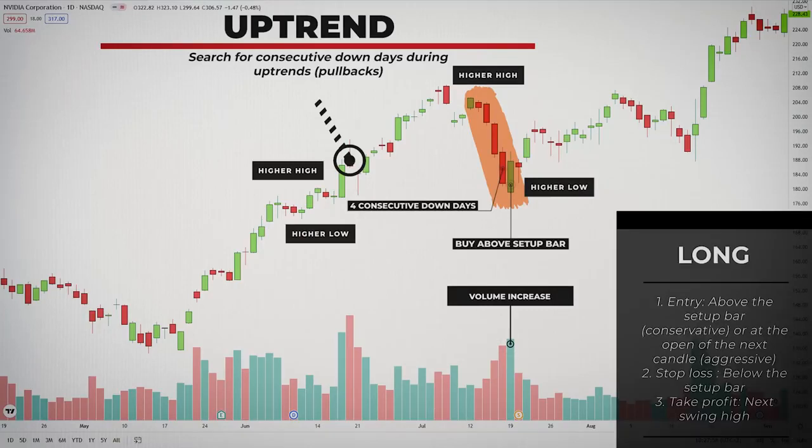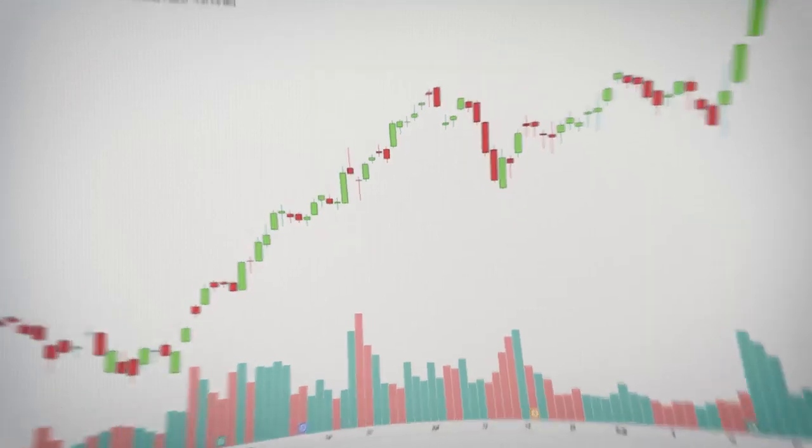We entered the next day at the open, and this was the ideal setup. This is the aggressive entry. You don't wait for the high of the bullish candle to be taken out. You enter right at the open. The stop loss is below the bullish setup bar. Again, exit 50% of your position at the next swing high, and then move your stop to break even, and hopefully let the uptrend continue its course.